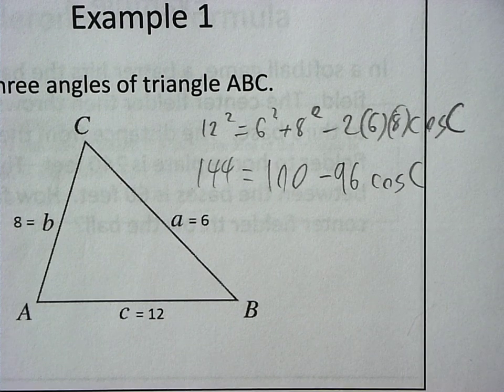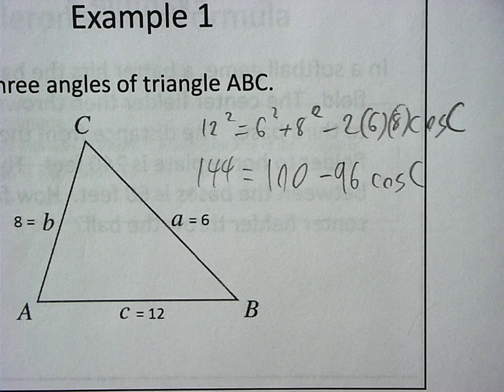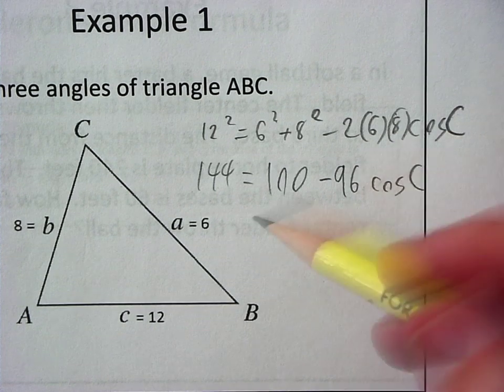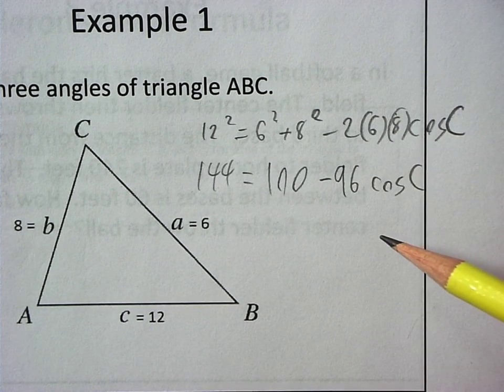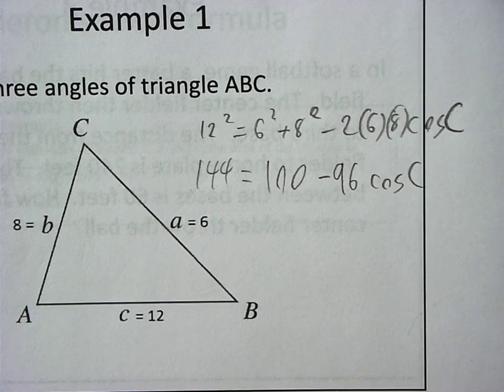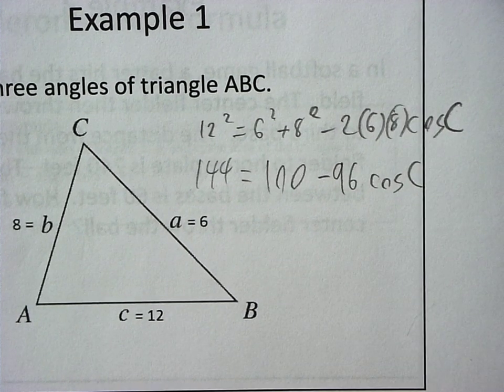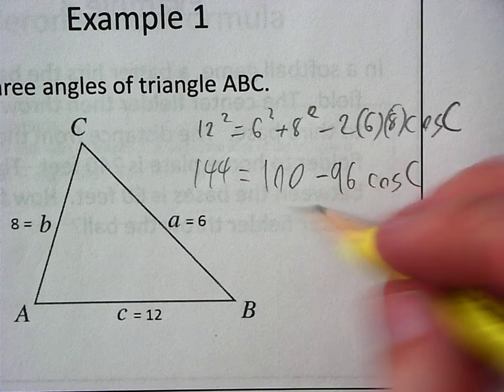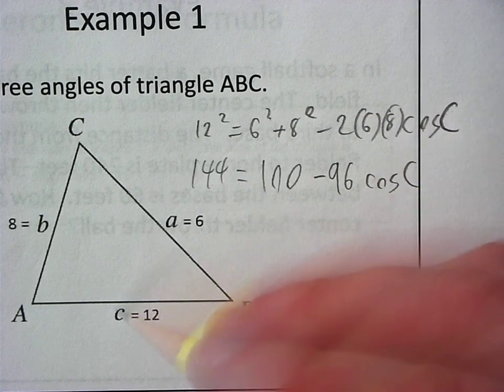Now here's where students will often make a mistake, and out of 94 students, I will probably have 2 make this error on the test. They will then subtract the 100 minus the 96. Why can I not do that? Yeah. 96 times the cosine means these are not like terms. Okay? So I need to do what with the 100? Subtract it from both sides, yep.